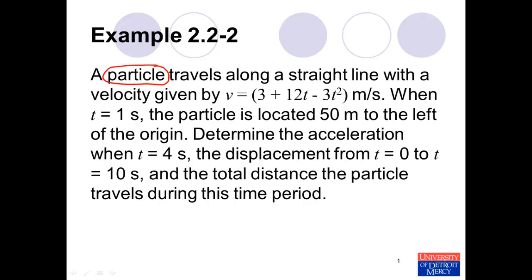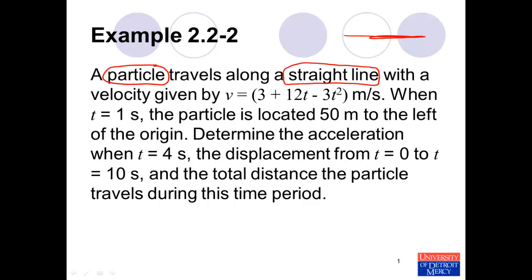The other thing to note is that we're moving along a straight line. So we're just moving back and forth along a line. And so we're moving in one dimension, and this is called rectilinear motion. And again, this is the simplest type of motion we can have.